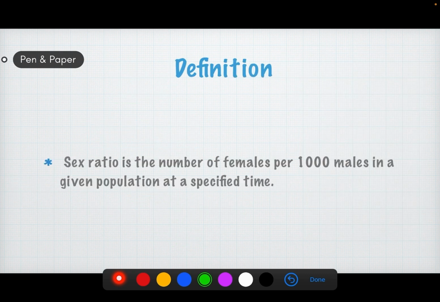First, let us talk about the definition. Sex ratio is the number of females per 1000 males in a given population at a specified time.